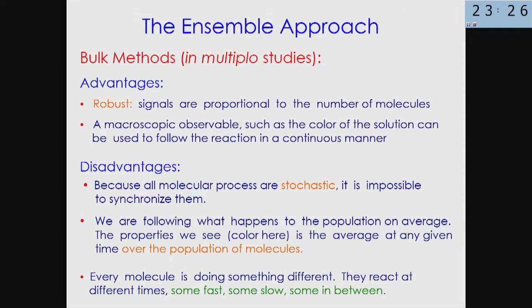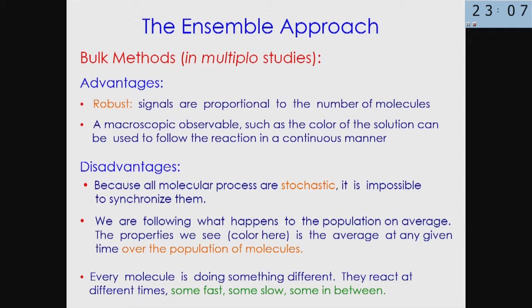There are a number of advantages to this so-called bulk approach, or in multiplo approach, because, for example, they are very robust. The signals are proportional to the number of molecules. There are lots of molecules. The signal is robust. You can follow a macroscopic observable, for example, the color of the solution, so you can follow the reaction in a continuous manner.